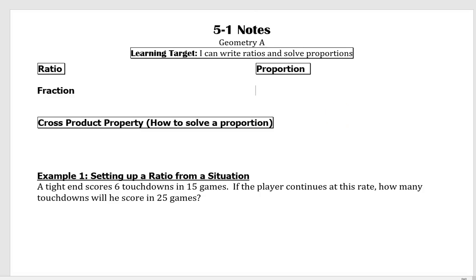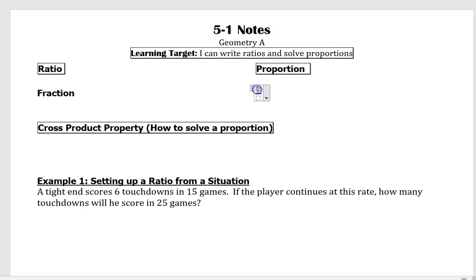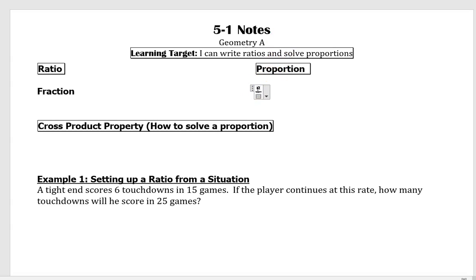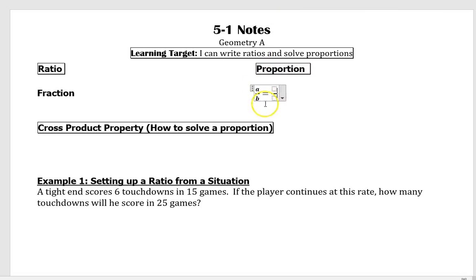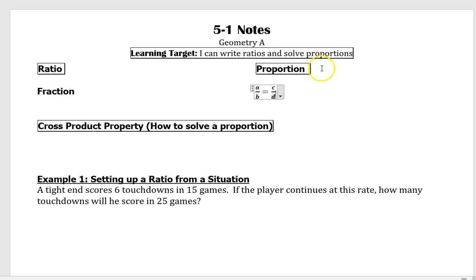And I'm going to go ahead and insert a little equation here. Sorry, this is going to look bad. I don't have my paper with me. A proportion is what I'm typing right here. And that is, oops, let's do it like this, C over D. So a proportion, all that is, is two fractions set equal to each other.